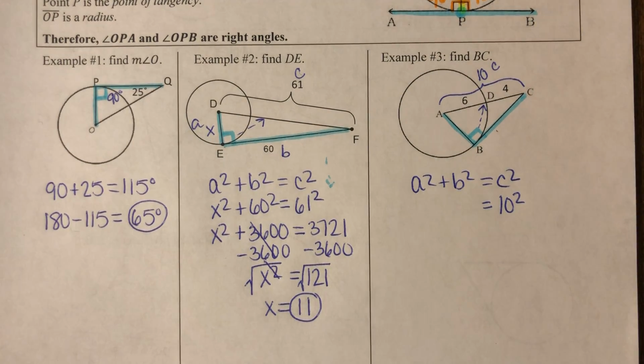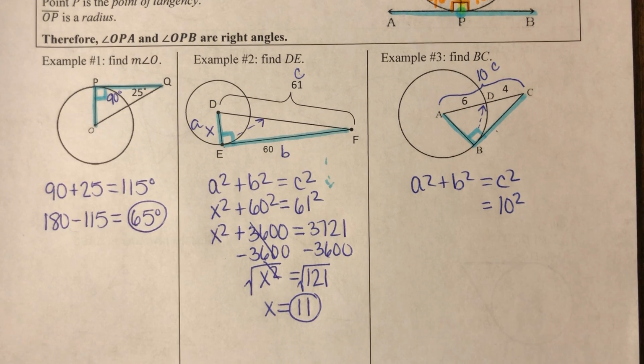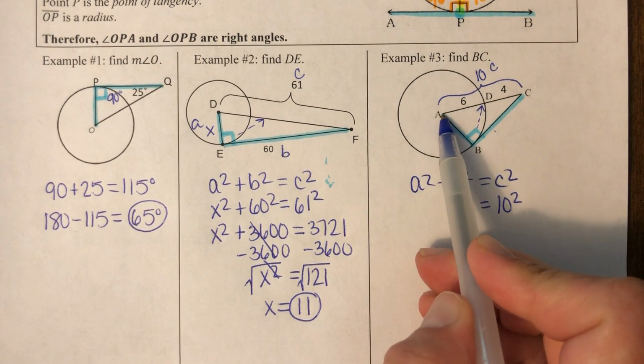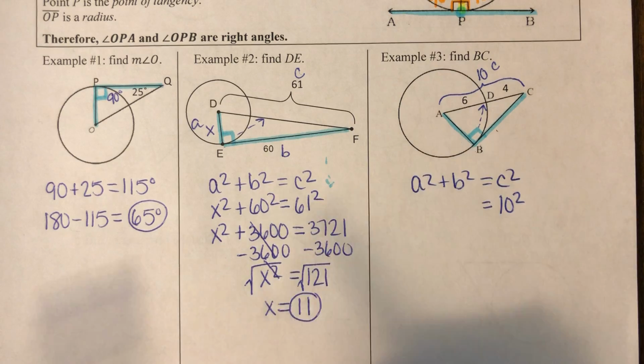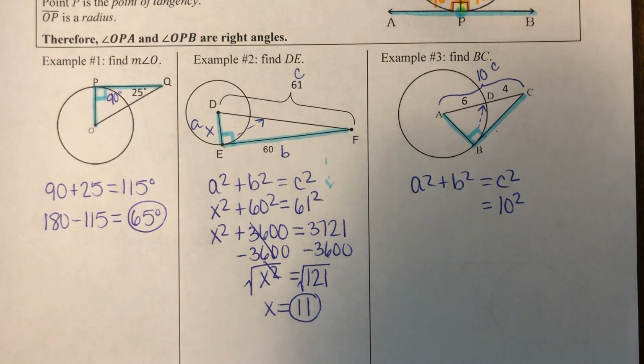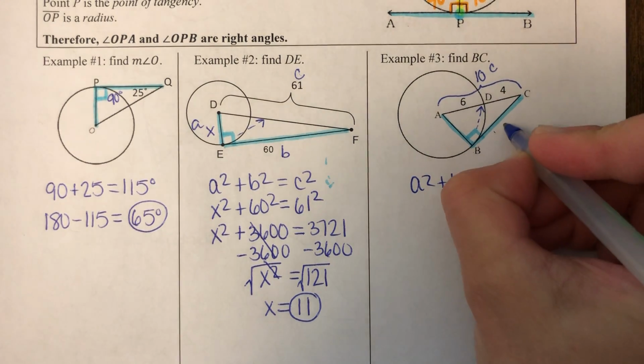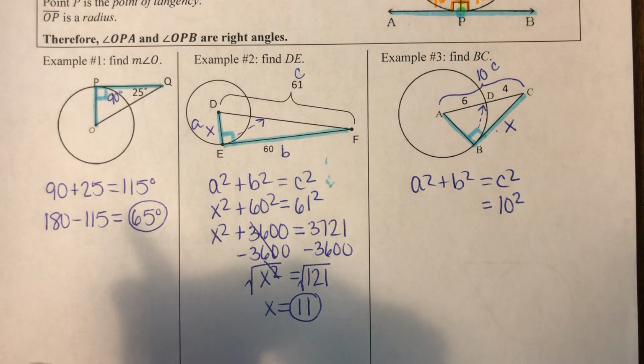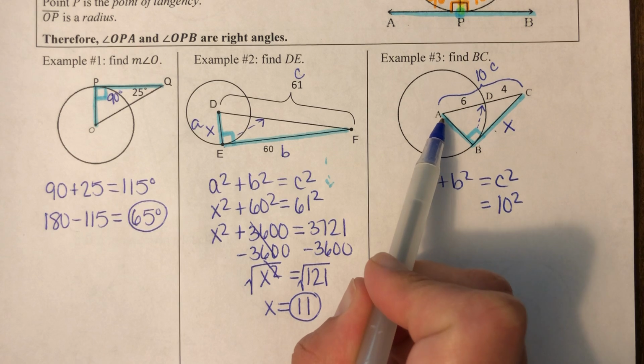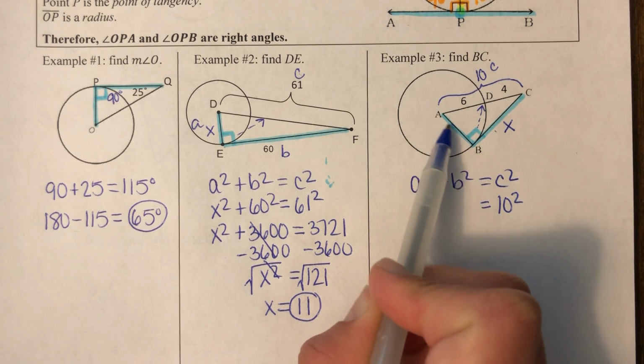Now this is tricky because it looks like I don't have the other 2 legs. It doesn't, like I'm missing AB and I'm missing BC. Well, let's see. It wants us to find BC. So I'm going to put an X where they want me to find, which means there's probably a way for me to figure out AB.